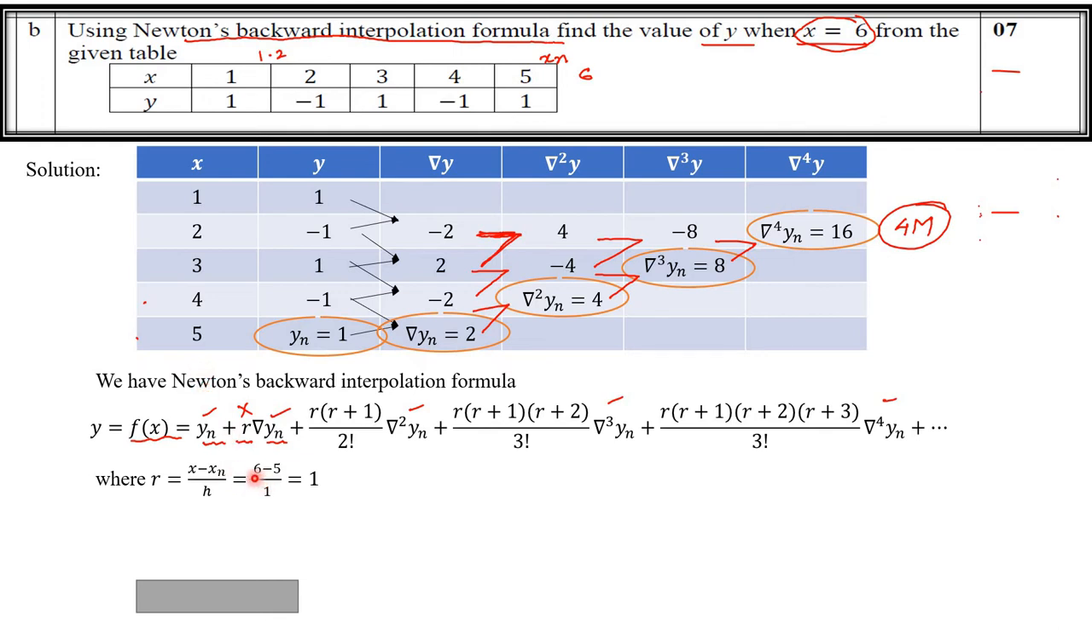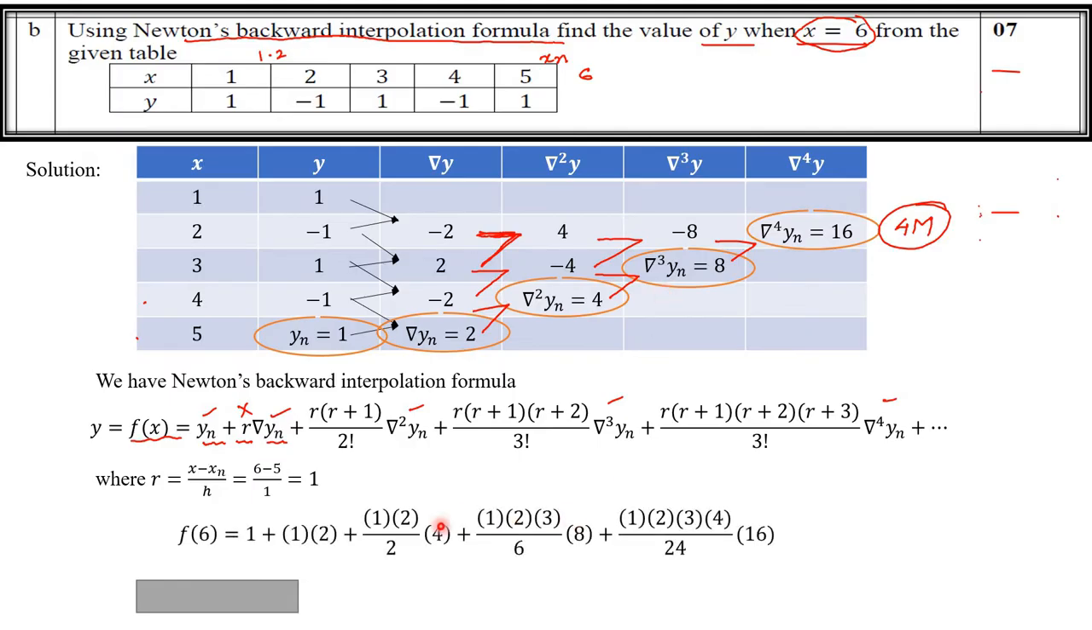So we substitute those values: 6 minus 5 divided by 1. 6 minus 5 is 1, and 1 by 1 is equal to 1. That is the value of r. Now you have the value of r, and you know yn, nabla yn, nabla square yn, nabla cube yn, and nabla power 4 yn. Just substitute those values and you are going to get f of 6.